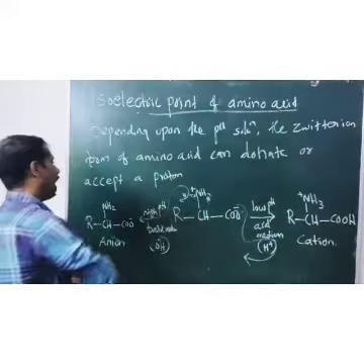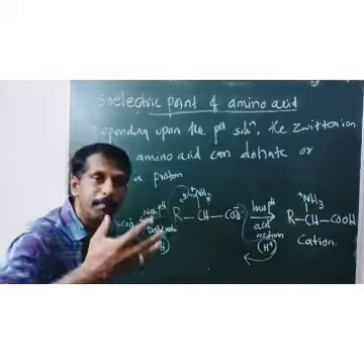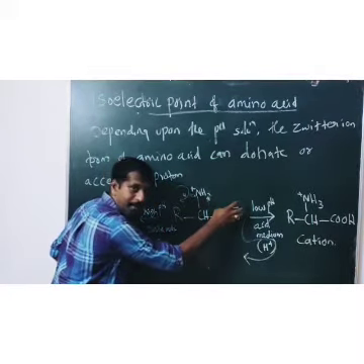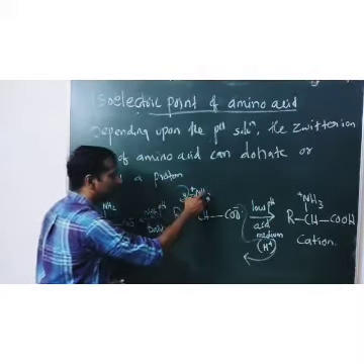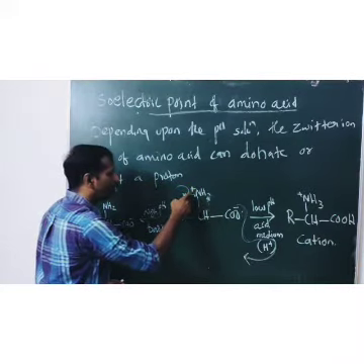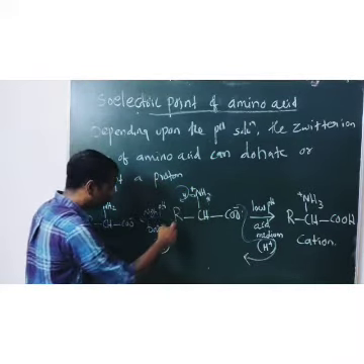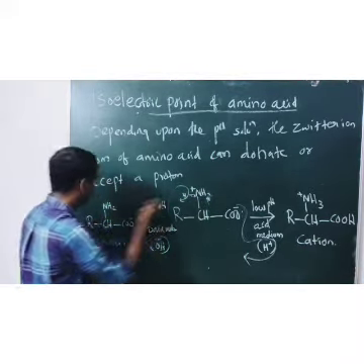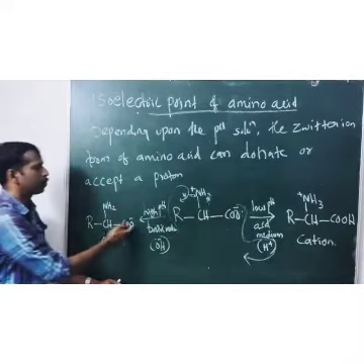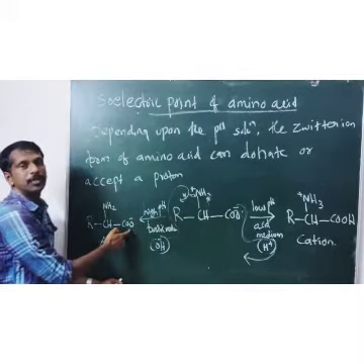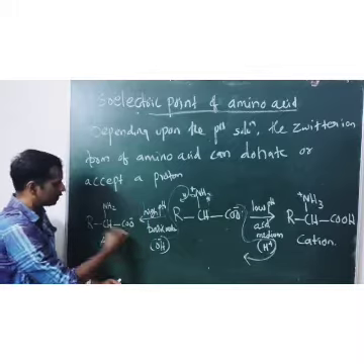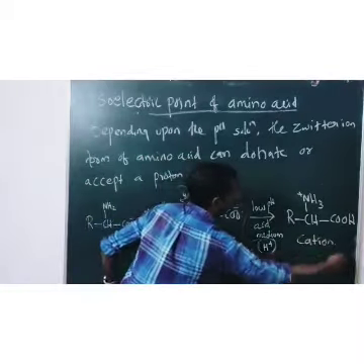Now at high pH, that means in basic media, what will happen? For COO-, there is no change; it will be like that only. From NH3+, what will happen? One proton will be abstracted by the base OH- and it will change into H2O, and we get RCHNH2COO-. There is no change in the COO- here. So here it will become a negatively charged ion, that means an anion, and in the acidic case it will become a cation.